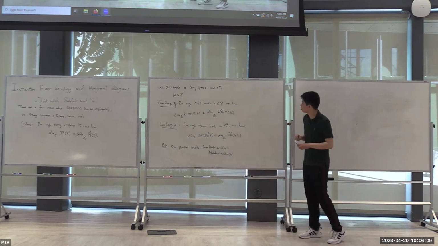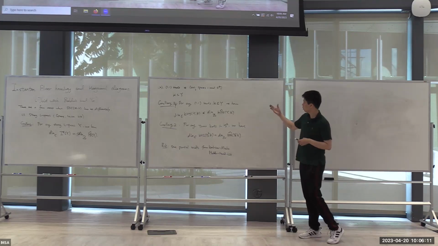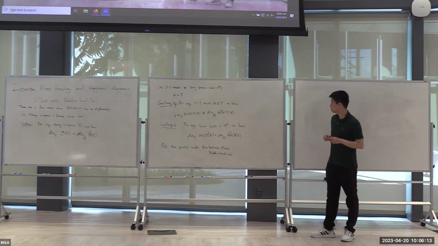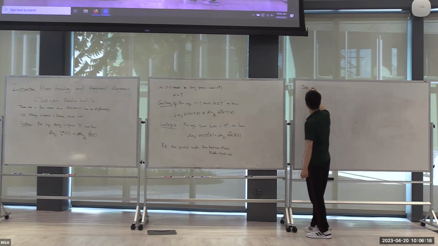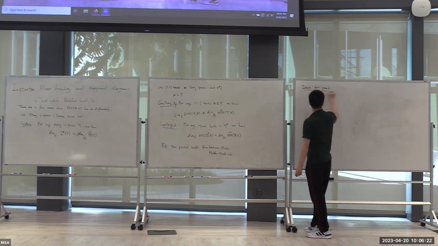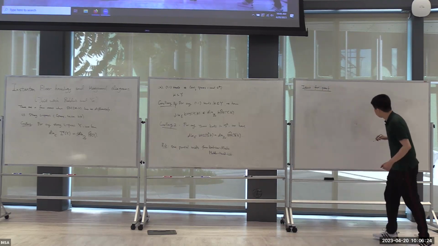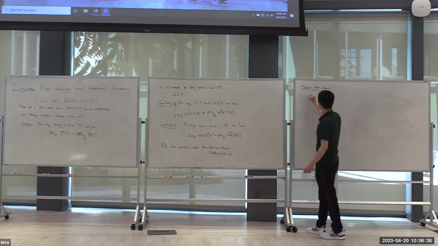So let me try to explain the proofs for our main theorem ideas. So let's recall the statement. Let's say we're given a balanced sutured manifold.